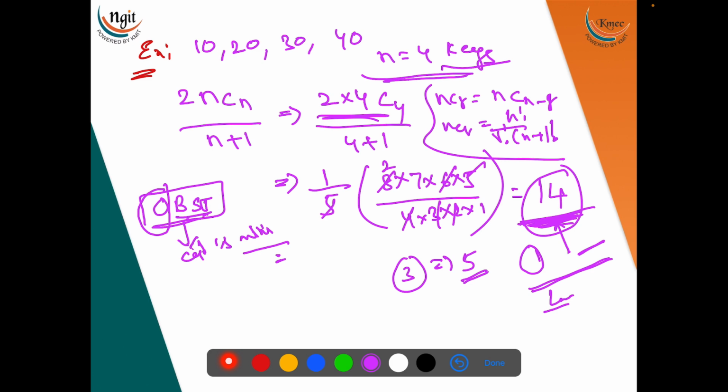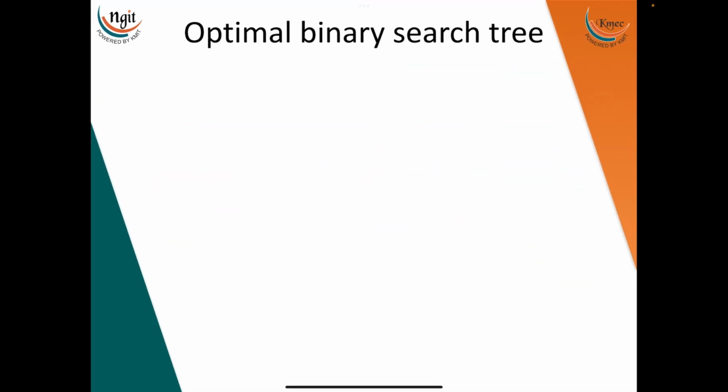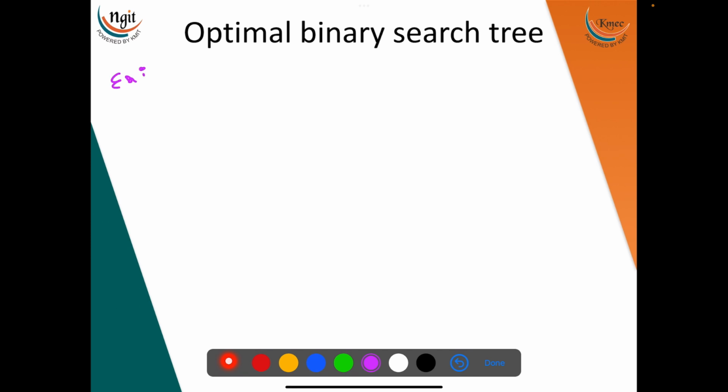Now we'll proceed with this example. We'll take my example 2. Now you are given some 4 keys, and you are asked to compute the cost of the tree. Okay, now we'll proceed with the solution. How to calculate that, the same.